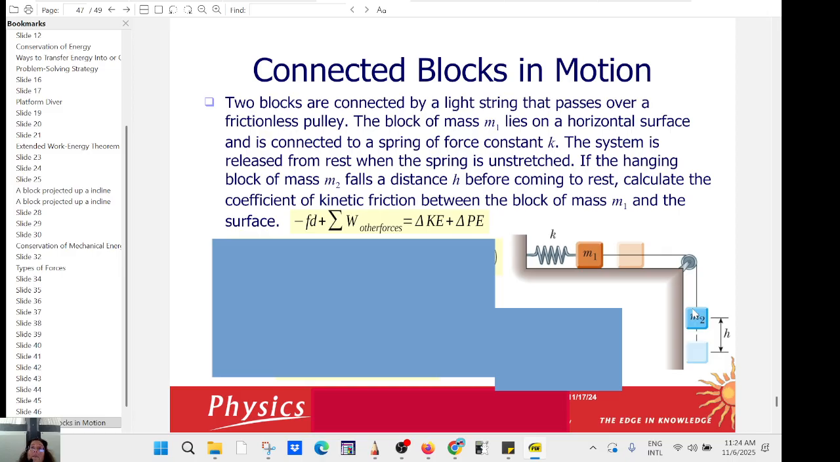So it's the whole system. When we talk about conservation of energy and conservation of momentum, it's the whole system. And the spring is going to be stretched by h. So just write down the equation. We are not going to solve it, but just write down the equation to make sure we know how to do it.